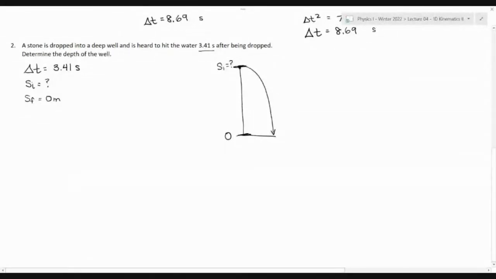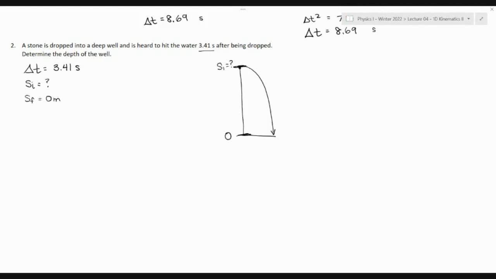Okay. Somebody else mentioned V final is 0, and somebody else said V initial is 0. And somebody's talking about the speed of sound. Okay. So the speed of sound in this question, you're right.